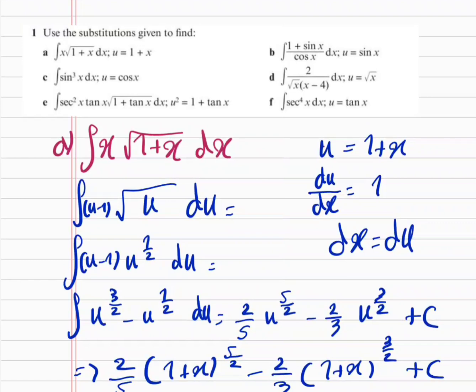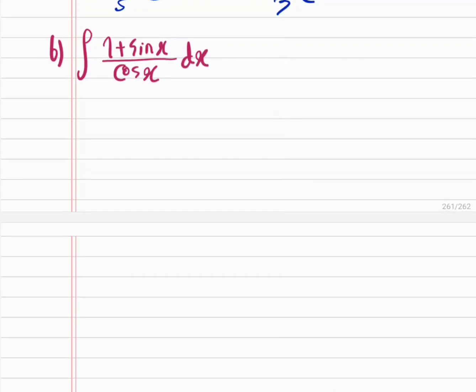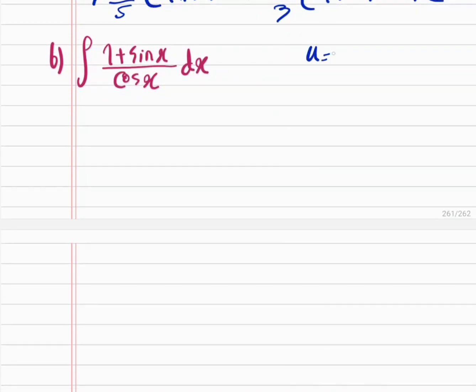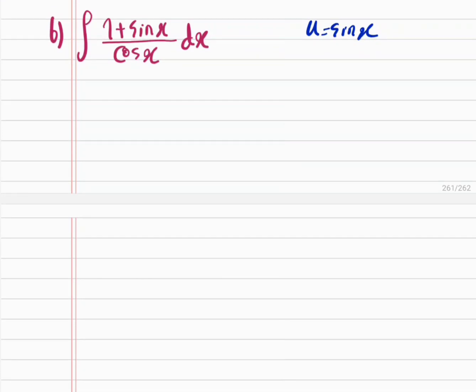Essentially in this question we are given the substitution. It's not always the case, but in this case we are told to use the substitution u is equal to sine x. So first of all, we write u is equal to sine x, and the first step is always differentiating the substitution. So we have du by dx is equal to cos x, since sine x differentiates to cos x.